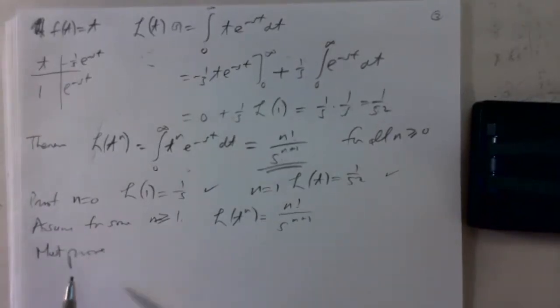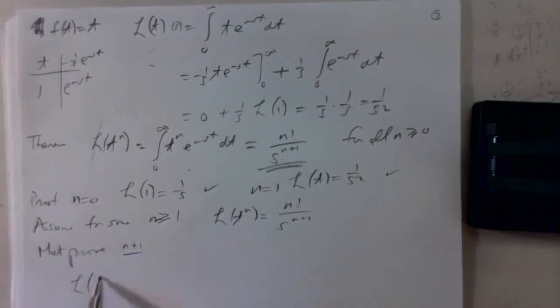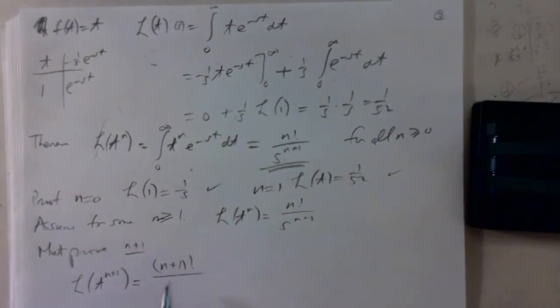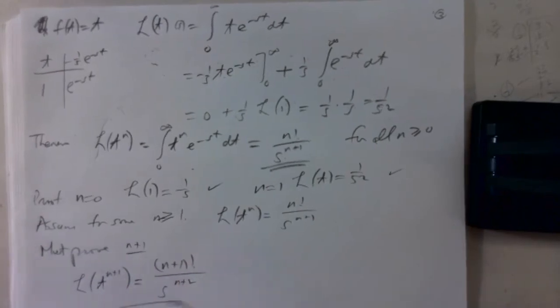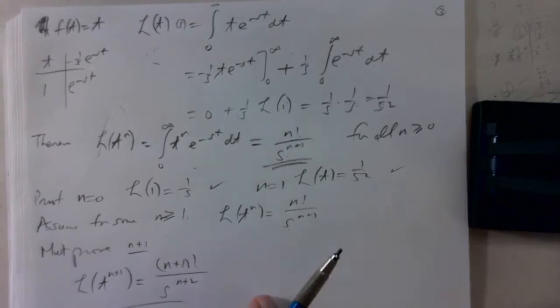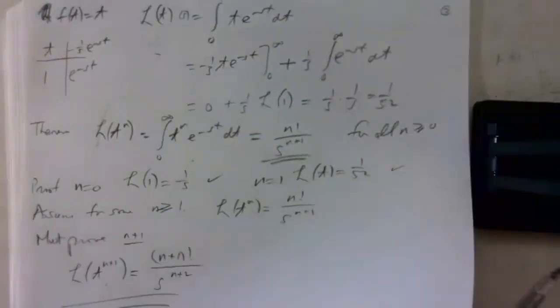And we want to prove it. So what do we have to prove? The statement for n plus 1, which is that the Laplace transform of t to the n plus 1 is equal to n plus 1 factorial over s to the n plus 2, right? We're assuming this is true for some number n. I want to show it's true for the next integer, n plus 1. So this is what we have to prove.